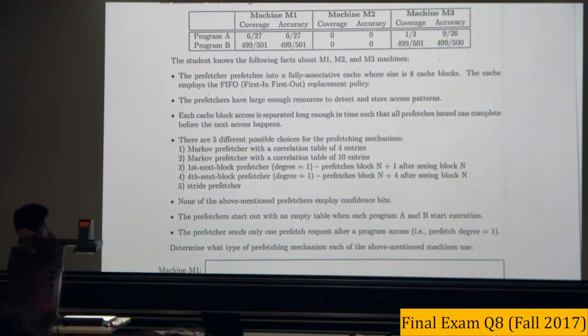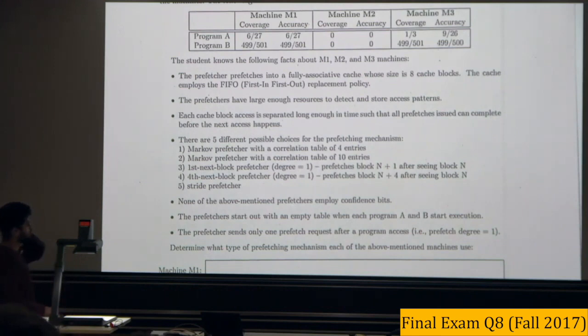And there are 5 different possible choices for the prefetching mechanisms that we know beforehand. So the first 2 are the Markov prefetcher. 3 and 4 are variants of a next block prefetcher, and the 5th one is a stride prefetcher. The first one is a Markov prefetcher which can learn and store up to 4 entries. Second one can store up to 10 entries. Third one is just the next line prefetcher, exact next block. And the 4th one is the 4th next block basically, and the 5th one is the stride prefetcher.